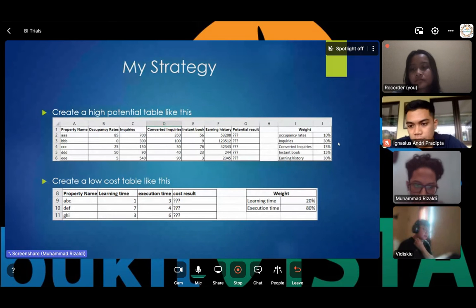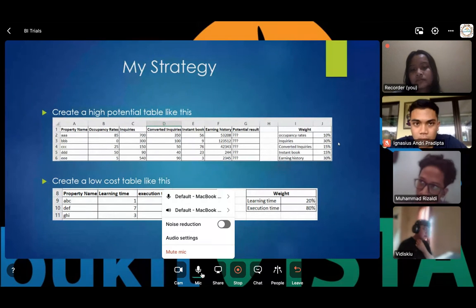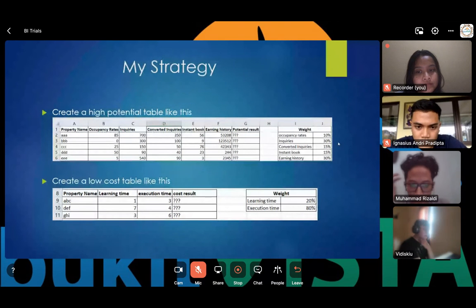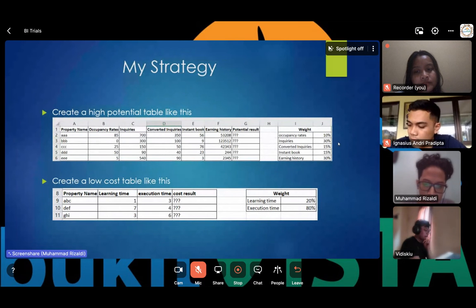Learning time is the time you need to make a plan on how to optimize. What is the property and unit of the learning time then? It's day. Day, not hour, but day.